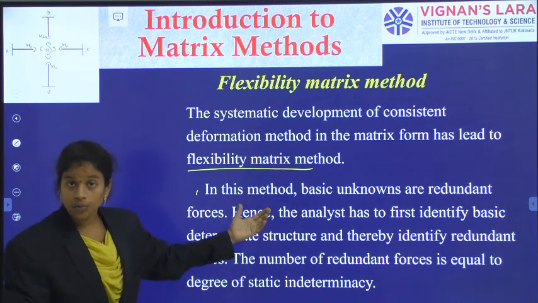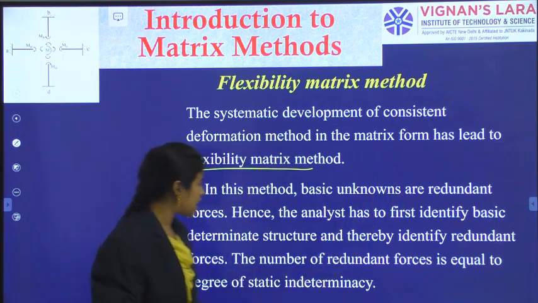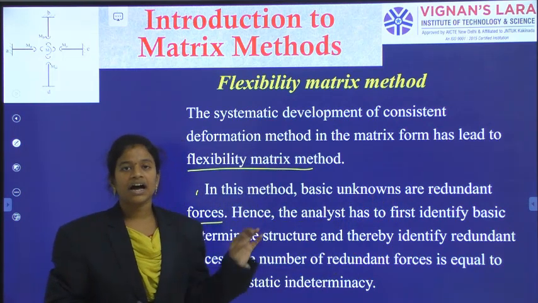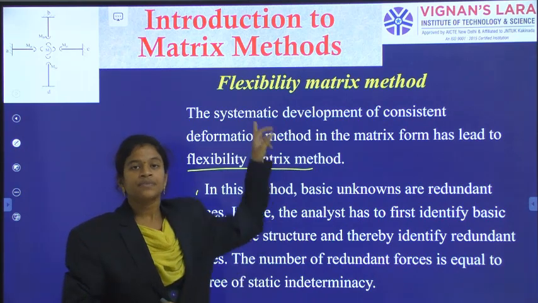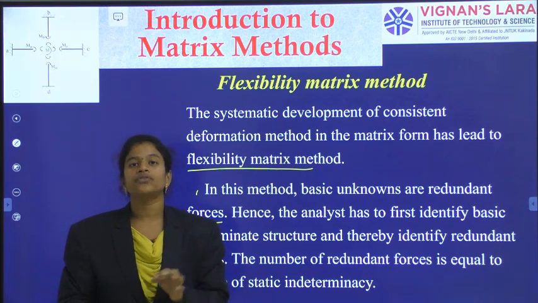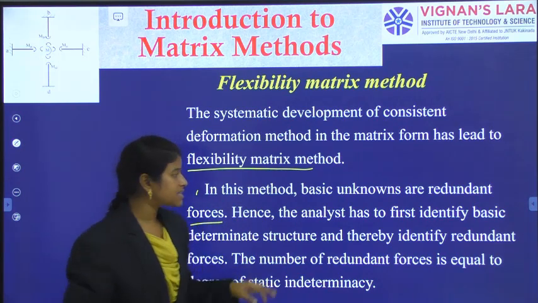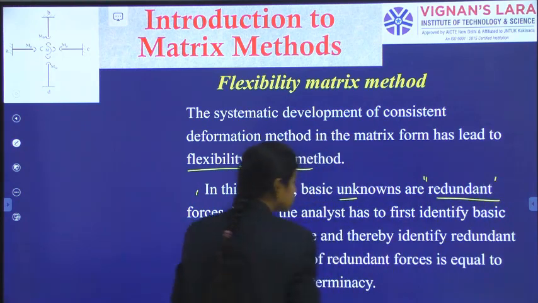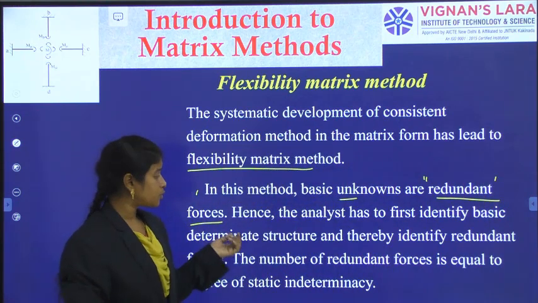Okay, in this method, what we are doing, the basic unknowns are the redundant forces. So the main unknown in this flexibility matrix is the redundant force. Redundant means unknown forces. Okay, the basic unknowns are the redundant forces. What are the forces? We don't know. Those are my redundants. Those are my unknowns.